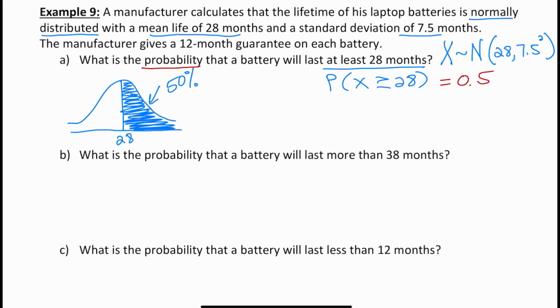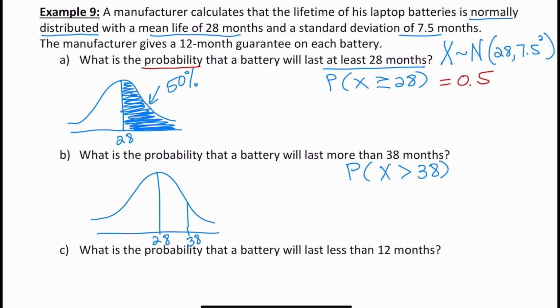If we look at part B, it says, what is the probability that a battery will last more than 38 months? So again, I'm going to create a bell-shaped curve. In this case, I'm still dealing with a mean of 28, but I want to find the probability that the battery is going to last more than 38 months. 38 is going to be somewhere on the right-hand side. I could be more accurate by figuring out the standard deviations and plotting them, but I'm just doing a rough sketch. So here that means that I need to go to my calculator.